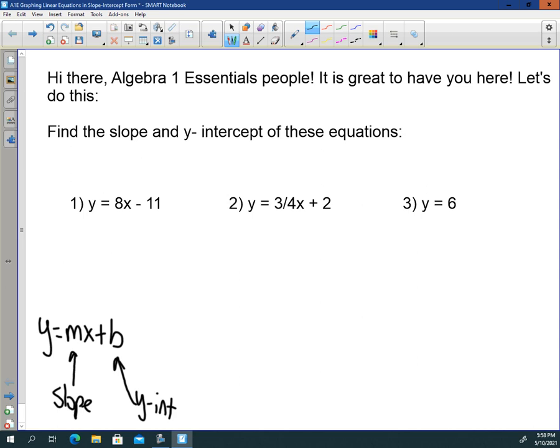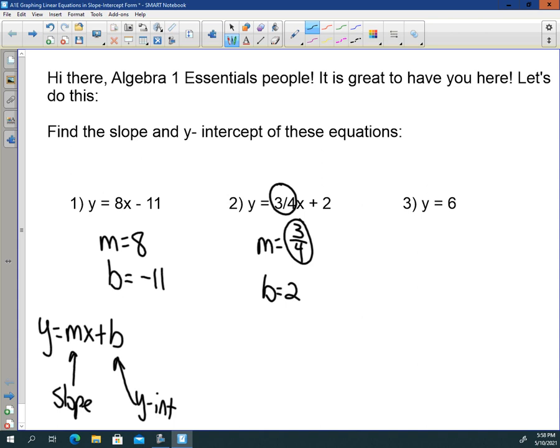So we can always tell the slope and the y-intercept just by looking at the equation. So in number 1, the 8 is sitting there next to the x, so we know that that is the slope. And then the y-intercept is negative 11. Remember, we have to pull that negative right along with that number. In number 2, sitting next to the x is 3/4, and sometimes you'll see it like this, but it's the same as stacking them. And then the y-intercept is 2.